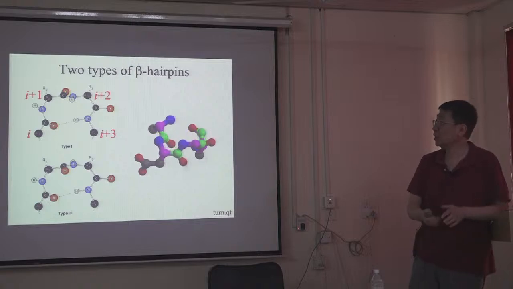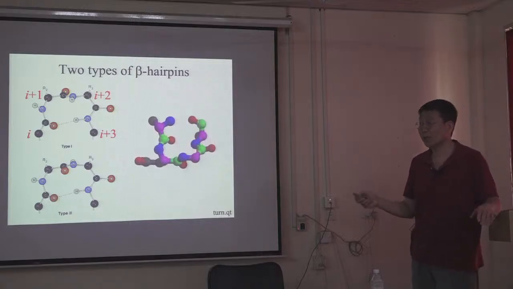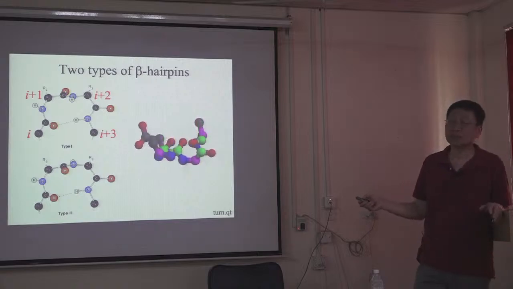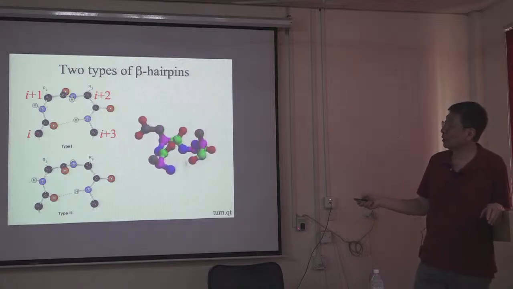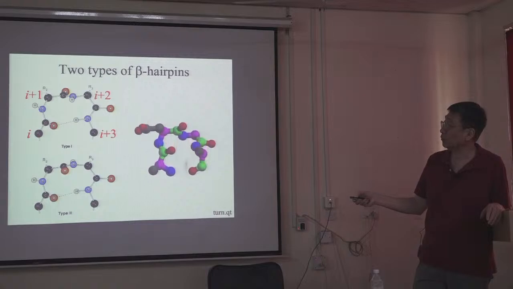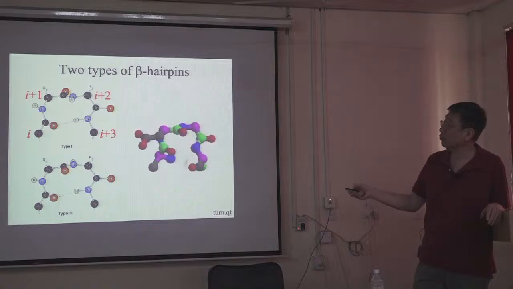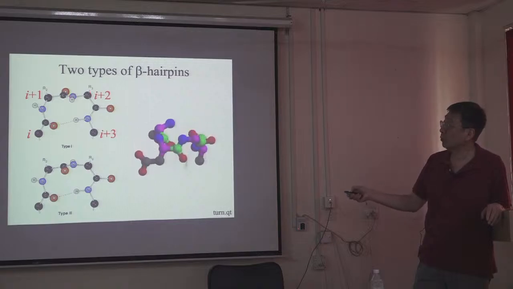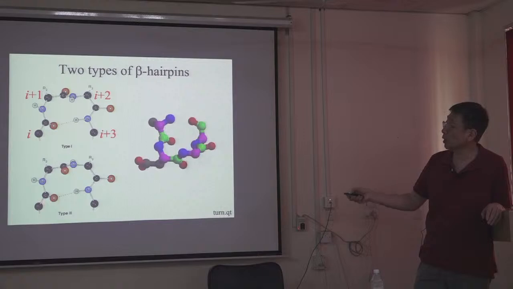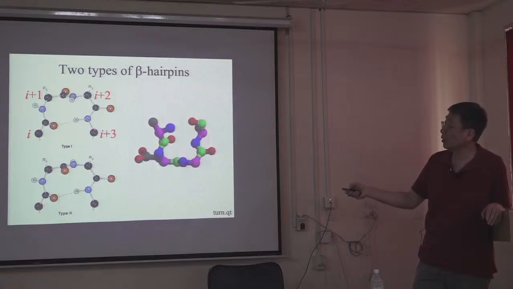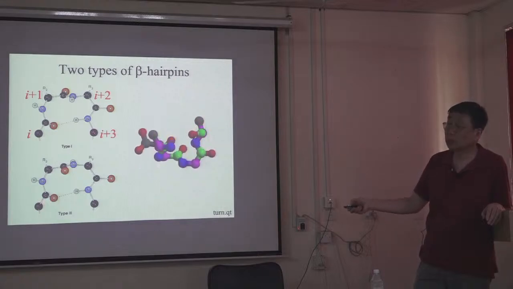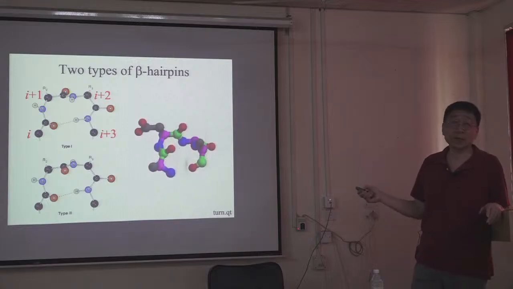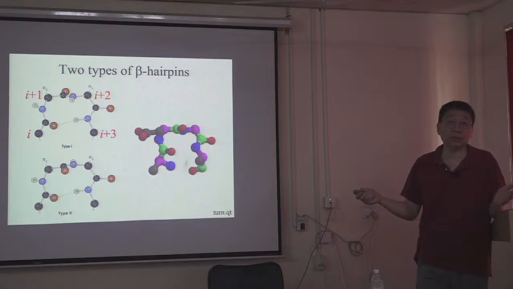The fastest way of changing direction is over 4 residues. So here is residue i, residue i plus 1, i plus 2, and i plus 3. Here the chain is going up, and then 4 residues later, it's going down already. It changes direction. So that's called a beta hairpin or beta reverse turn, depending on which book you read.